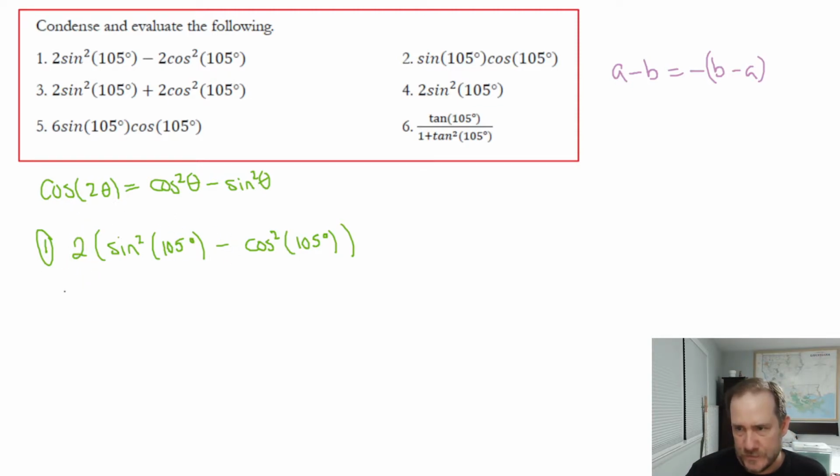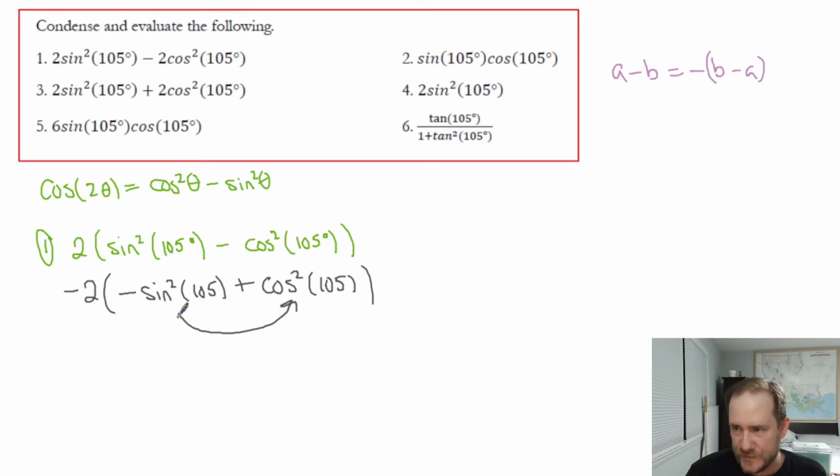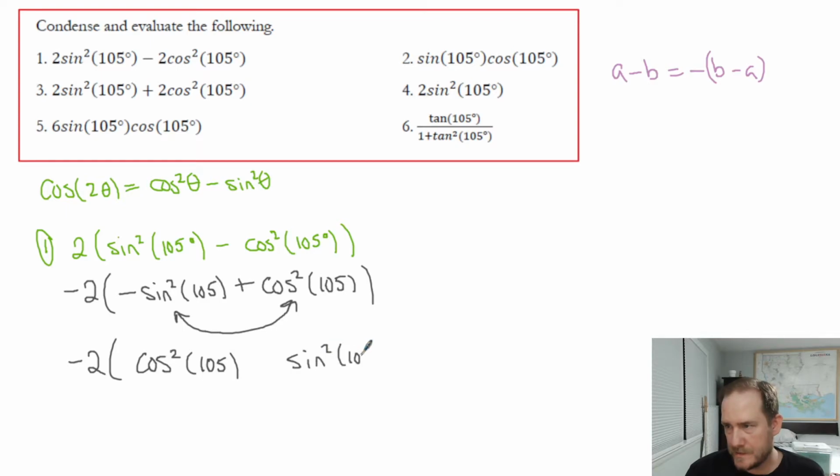So instead of 2, let's have negative 2. And that'll change the sign of these. So you'll get negative sine squared 105. And this will change to a plus cosine squared 105. And now that you've got a plus, you may go ahead and just switch the order of these terms, remembering that the sine squared is now the negative. So you'll go negative 2. Cosine comes to the front now and is positive. Sine goes to the back now, and it's negative. So instead of adding, it goes to subtraction.